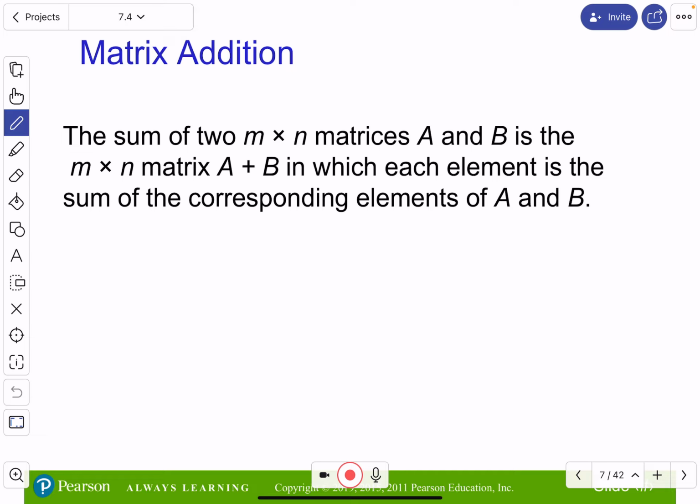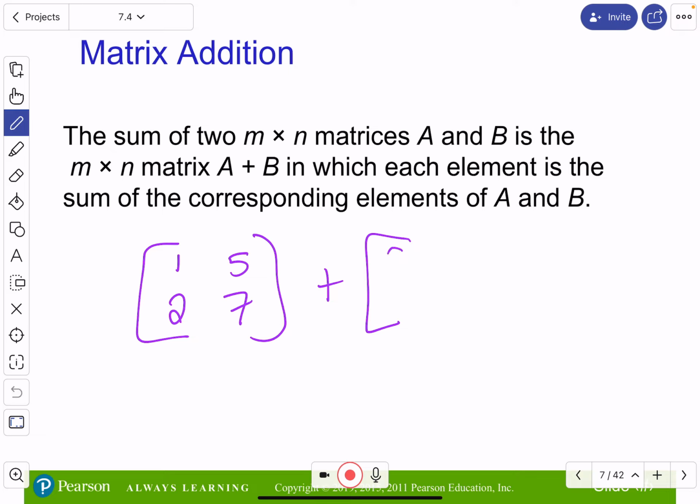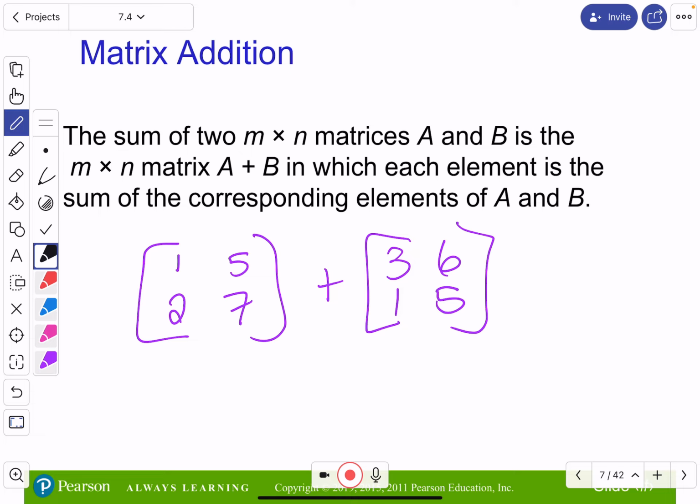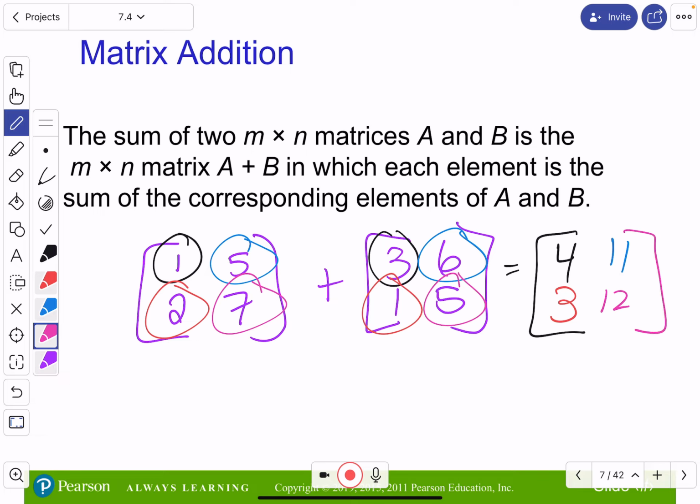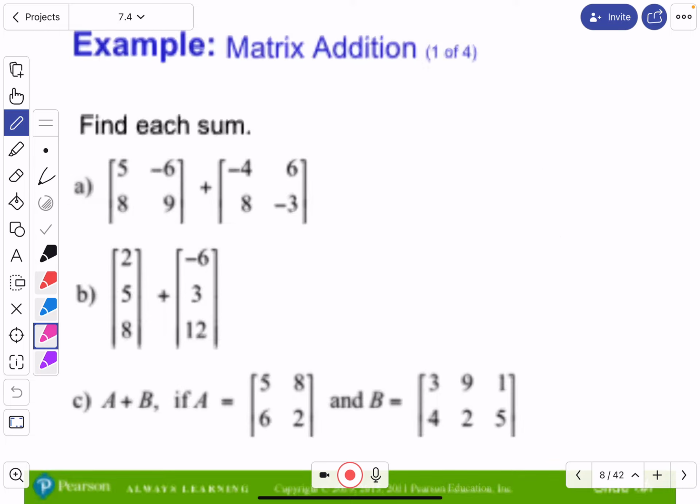When you're adding matrices, the elements that are in the same spot, you add together. So if you had 1, 2, 5, 7, and we were adding 3, 1, 6, 5, you just add the ones that are in the same place. So 1 plus 3 is 4. 2 plus 1 is 3. 5 plus 6 is 11. 7 plus 5 is 12. That's how you add them.